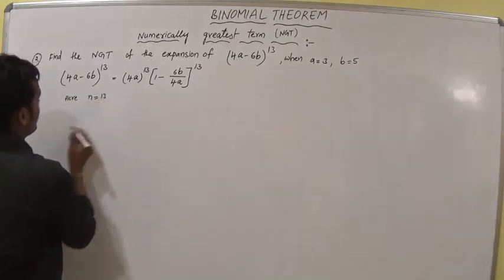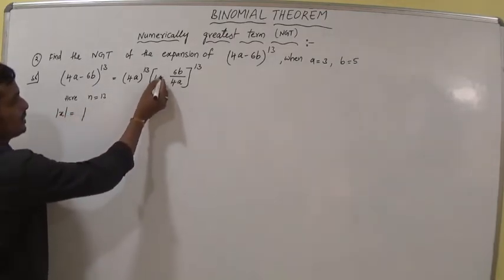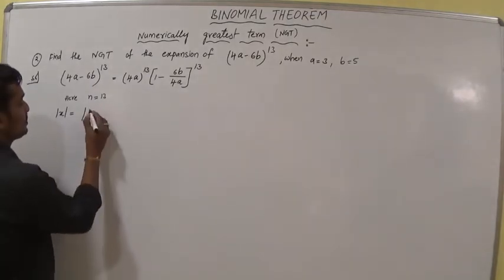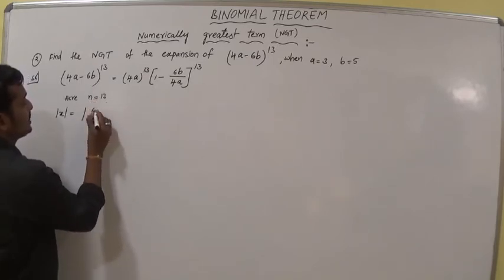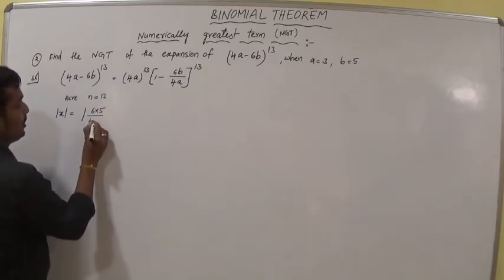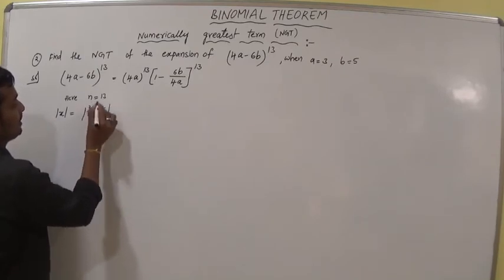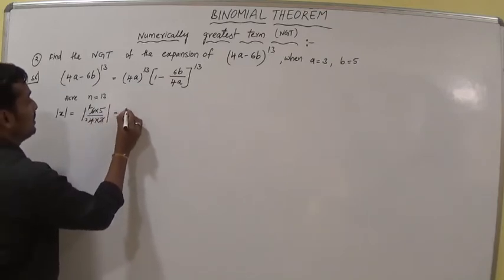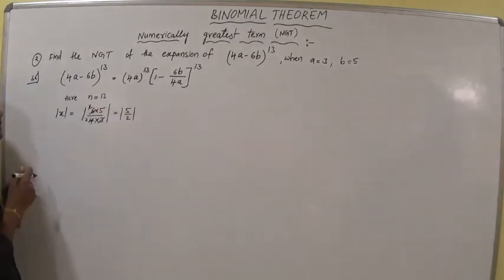So now I am calculating mod x. Mod x is equal to the mod of 6b by 4a. Don't take the negative value, because we are applying the absolute value. You can write that directly: 6 into the value of b, which is 5, by 4 into the value of a, which is 3. Here 2 cancels 2 times, so simply we are getting 5 by 2. So mod x is equal to 5 by 2.